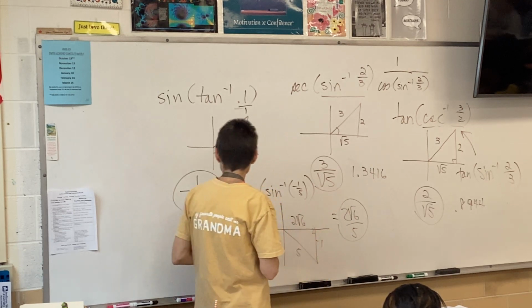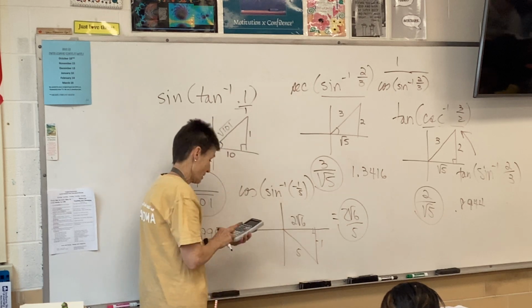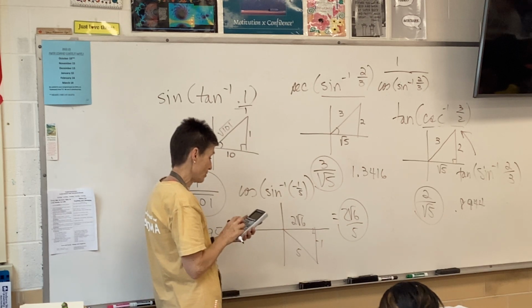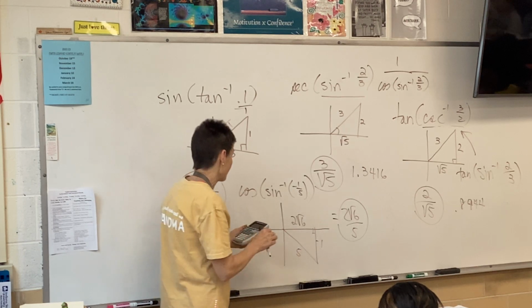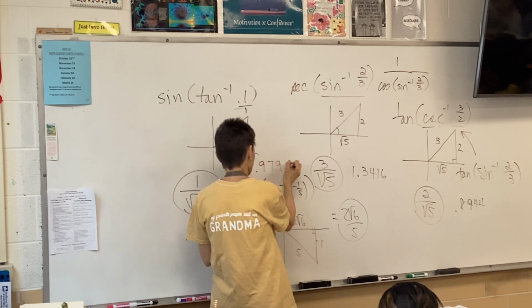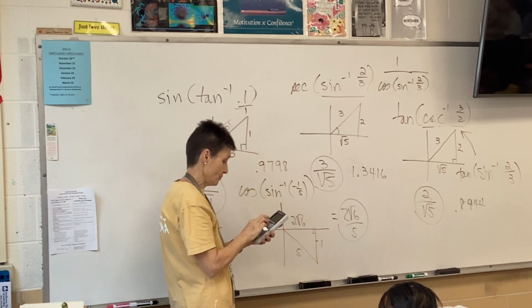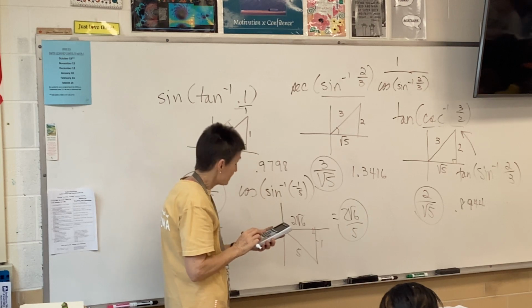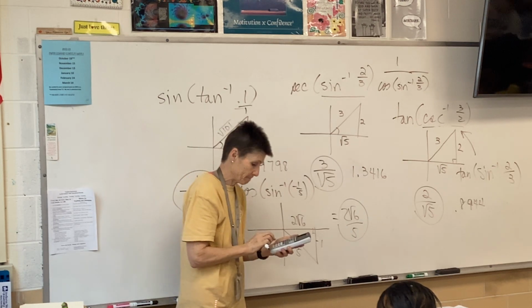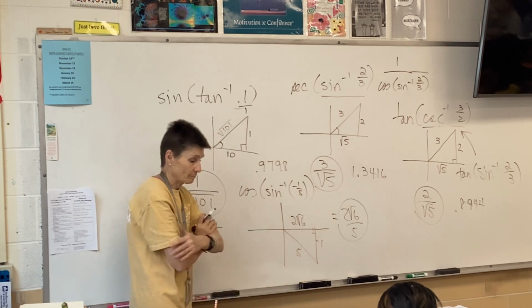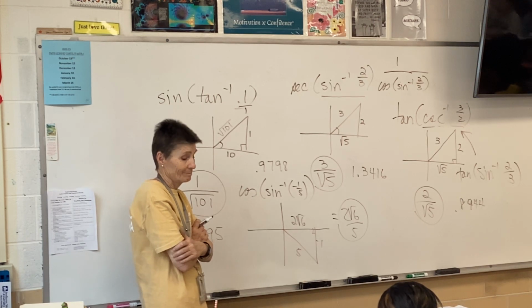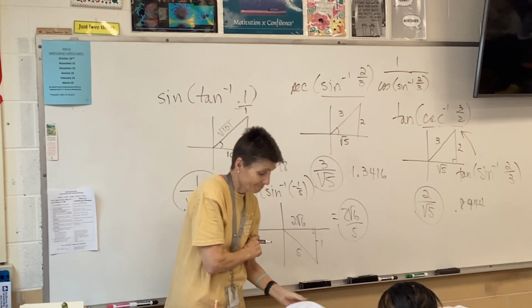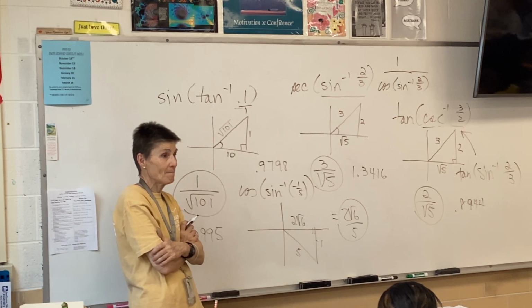And finally, what's the last one right here? I got all those buttons, so here we go. Cosine second sine -1 divided by 5. 0.9798. 2 square root 6 divided by 5. Yep, perfect. You okay with that?